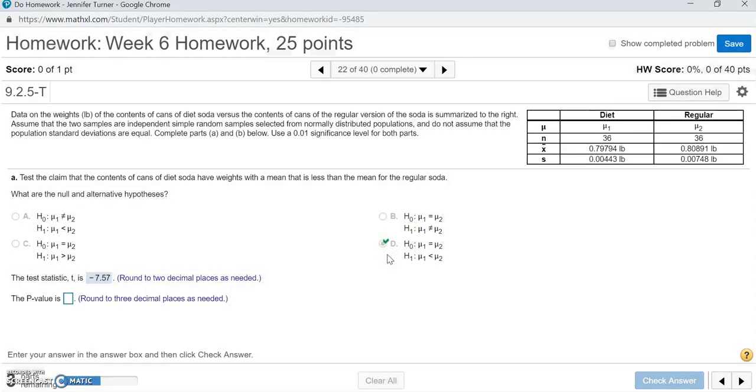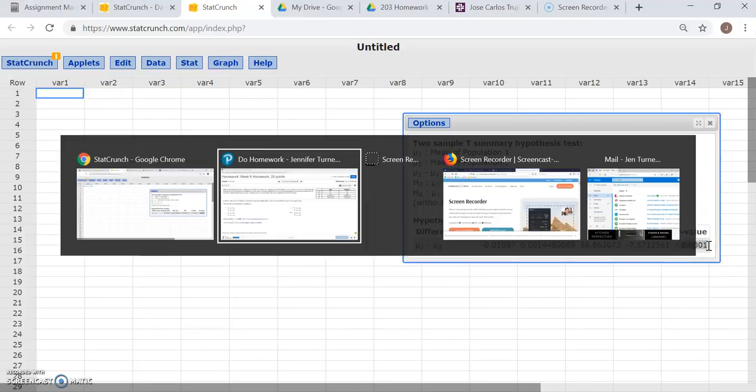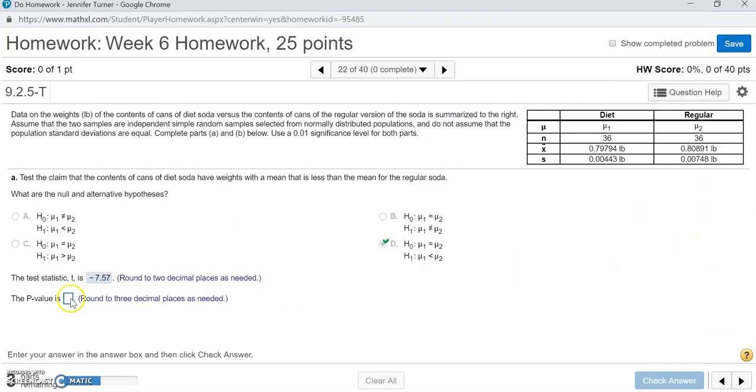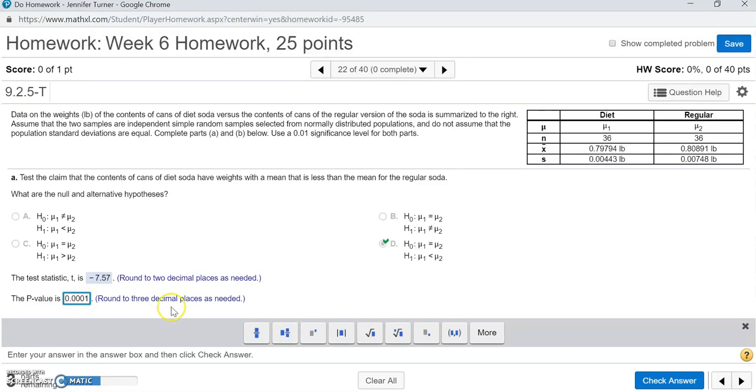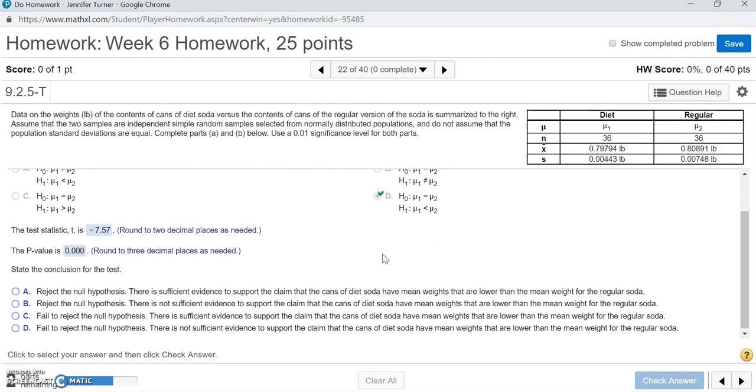Now it's asking for the p-value. The p-value here was so small they had to tell us that it was less than 0.0001. So I'm just going to copy that, and they're only asking for 3 decimal places here. So if I paste it, I literally get 0.000. That's what it would be rounded to 3 decimal places. And that is correct. So let's make our conclusion.